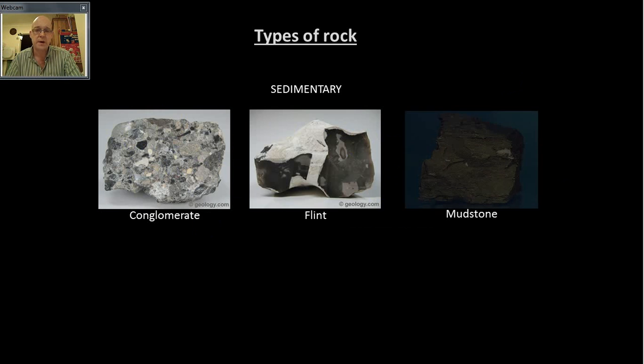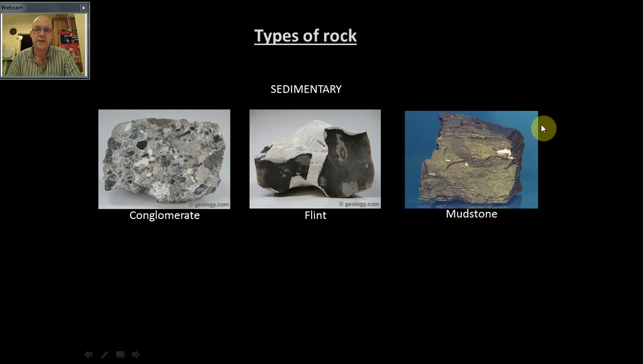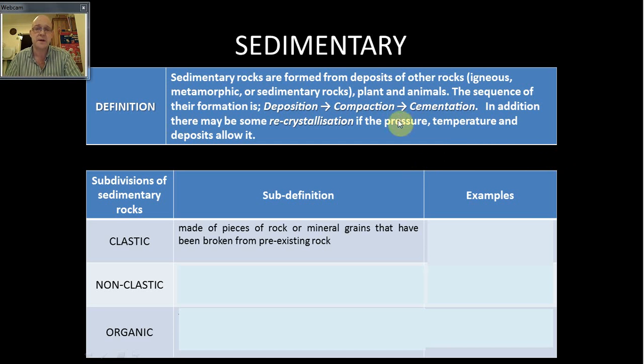And finally, mudstone. And mudstone is a good example of how sedimentary rocks can fail to get quite strong enough and cemented enough. In fact, a lot of mudstones with their layers of mud can be broken apart by the hand. Okay, so how do we define our sedimentary rocks? So sedimentary rocks are made from deposits.